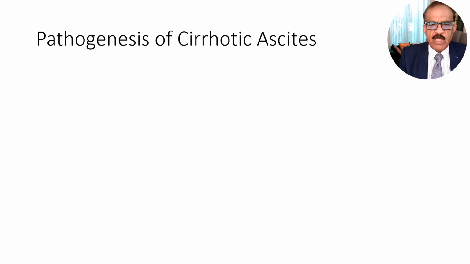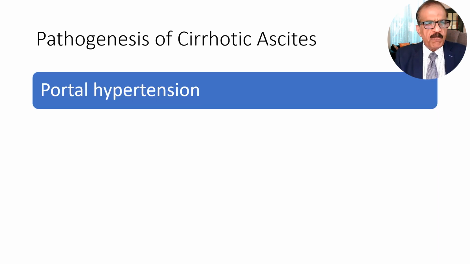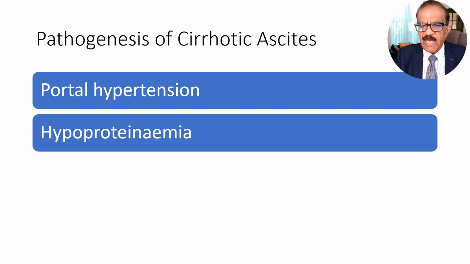Pathogenesis of cirrhotic ascites. There are multiple factors responsible for fluid formation. Most important is portal hypertension, and portal hypertension is an integral part of cirrhosis because of the architectural change in the liver. Blood does not flow easily, and also because of the hypertrophied nodules, the regenerating nodules, there is obstruction to the portal venous outflow, and that causes portal hypertension, and that pressure is transmitted back into splanchnic capillaries.